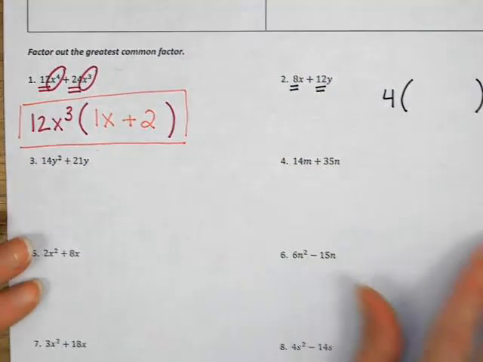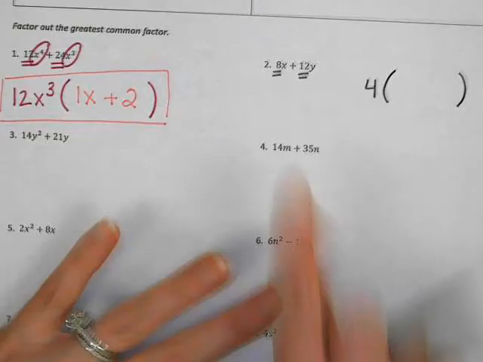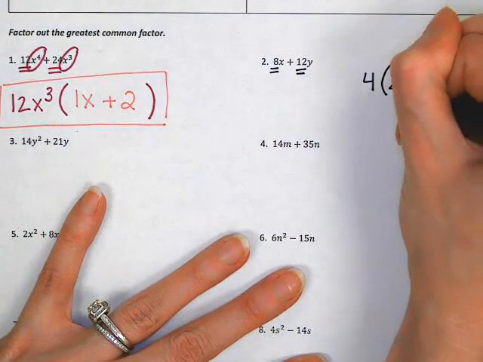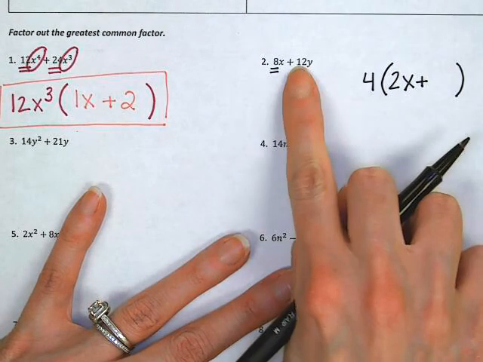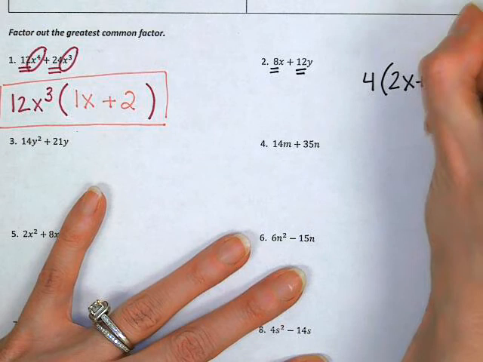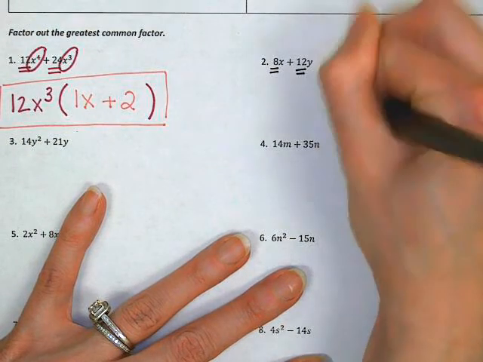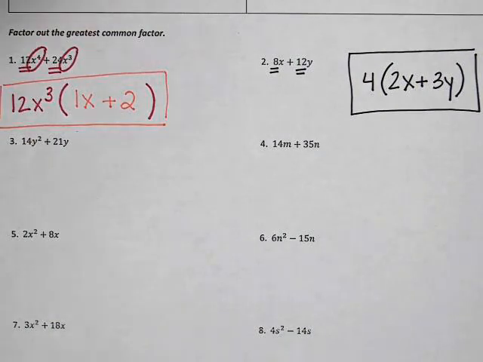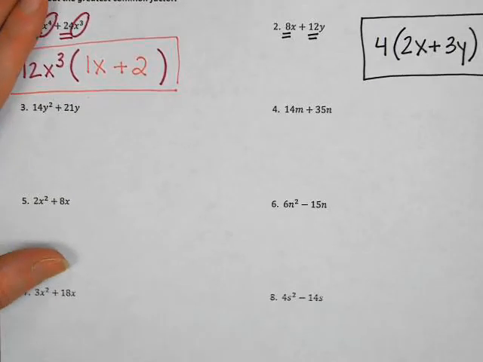All right, let's just divide both pieces by 4. 8x divided by 4 is 2x, plus 12y divided by 4 is 3y. And that's it. So those are easy. When they only have a number in common, not too bad.